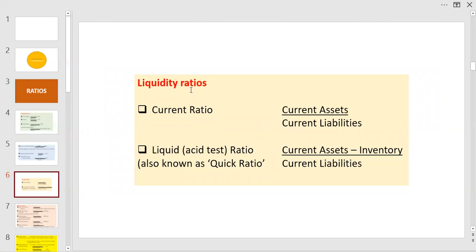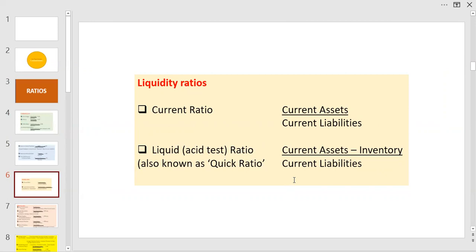Next is under liquidity ratio. Current ratio, that is current assets divided by current liabilities, indicating the ability of the company to repay its liabilities. Next, liquidity ratio or acid test ratio or quick ratio, where inventory will be removed from the current assets, that being the least liquid asset, and compared with the current liabilities.